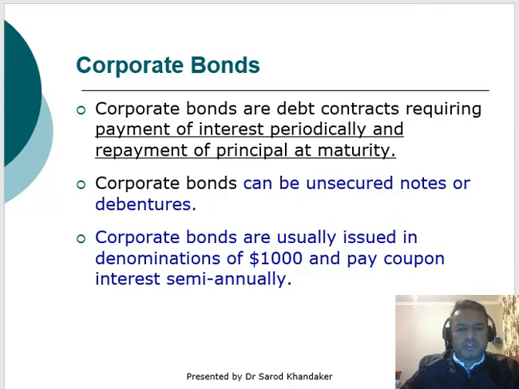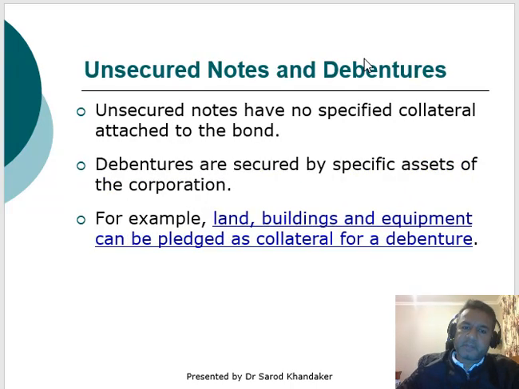Corporate bonds. Corporate bonds are debt contracts requiring payments of interest periodically and the repayment of principal at maturity. Corporate bonds can be unsecured notes or debentures. Corporate bonds are usually issued in denominations of $1,000 and pay coupon interest semi-annually.